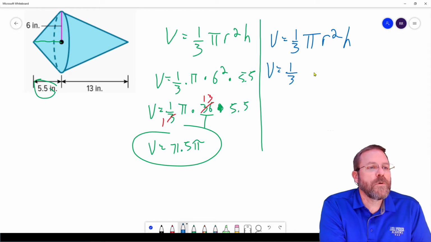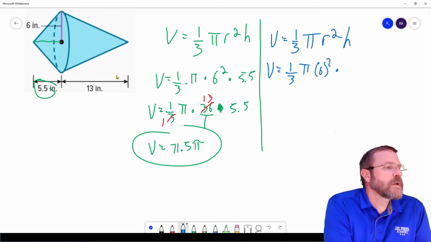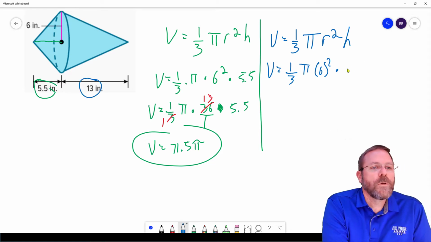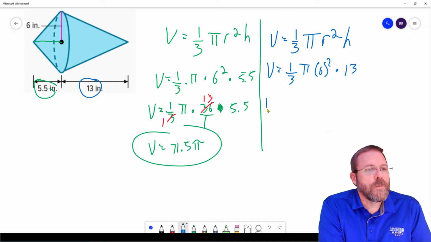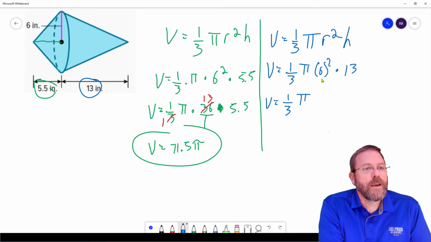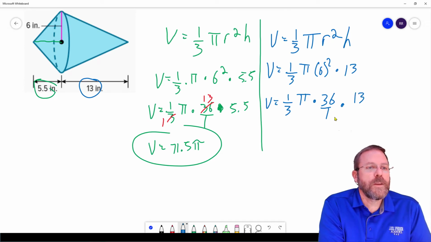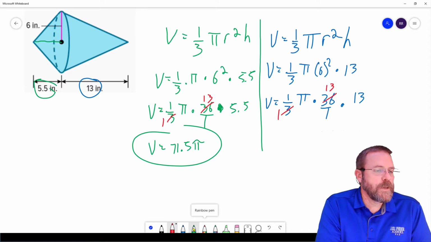So I'm going to have 1/3 times, once again, the radius is going to be 6, all squared. Only this time the height is going to be 13. From here, I'm going to plug in what I know. I can do 1/3 times pi, 6 times 6. That's going to give me 36, which I'm going to put over 1 again, times the 13. And once again, I'm going to simplify. 3 goes into 3 once. 3 goes into 36 13 times.